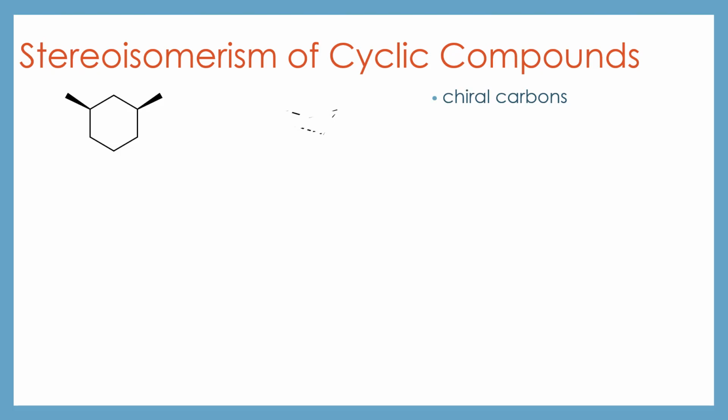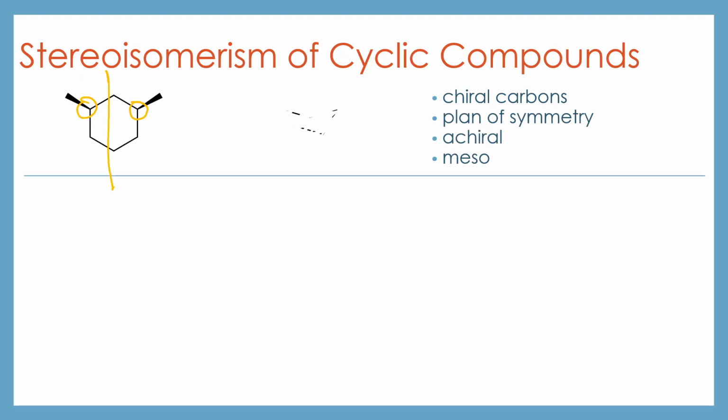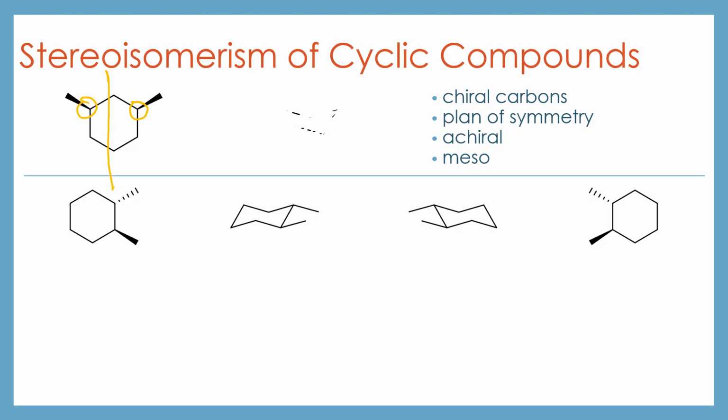So we're going to continue going here. We have 2 chiral carbons. We do have a plane of symmetry running through this. So that's going to make this achiral and meso. So this is one where the chair conformations do actually pretty nicely support these images, so I'm going to leave them.